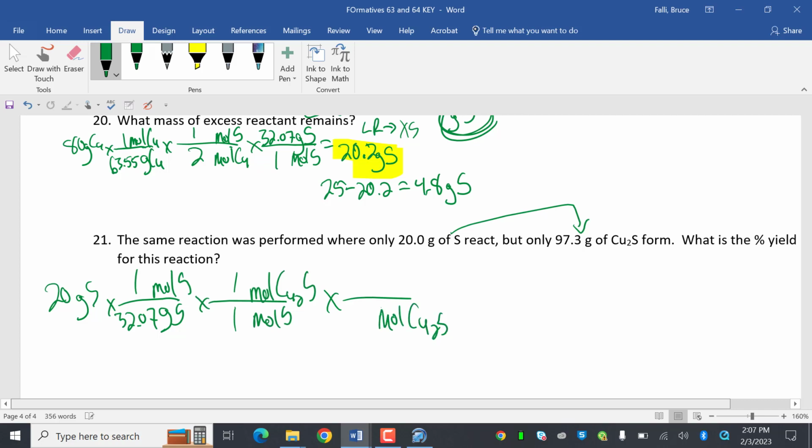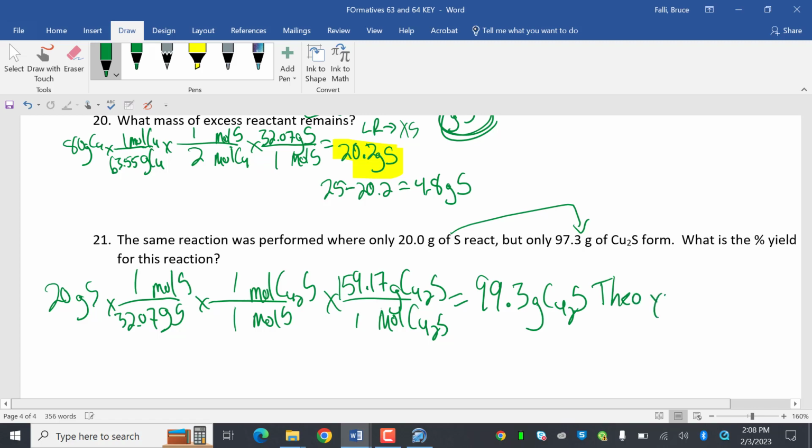Moles of Cu2S, grams of Cu2S. I had that molar mass somewhere, but it might be quicker to just recalculate. 63.55 times 2 plus 32.07. 159, that even rings a bell. 159.17 in 1 mole. So 20 divided by 32.07 times 159.17 gives me 99.3 grams of Cu2S, which is my theoretical yield. That's the most I should be able to get.